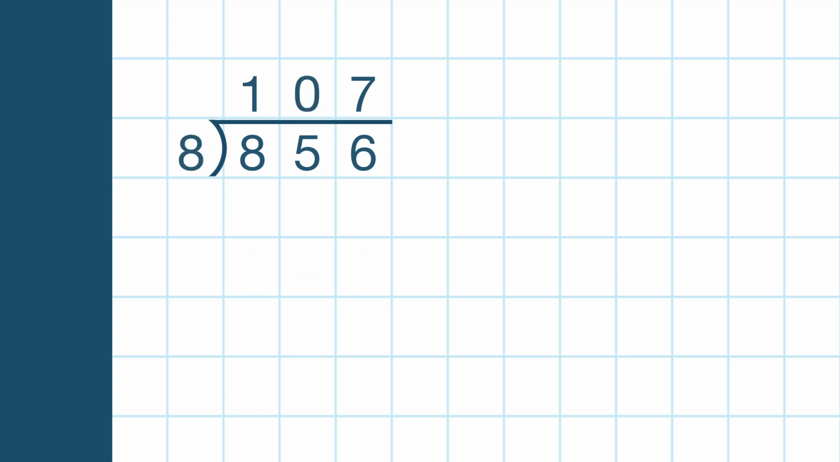One important reminder: always write the 0 in your quotient to keep the place values aligned correctly. Never leave a blank space. Now it's your turn. 824 divided by 4. Let's work through it together.